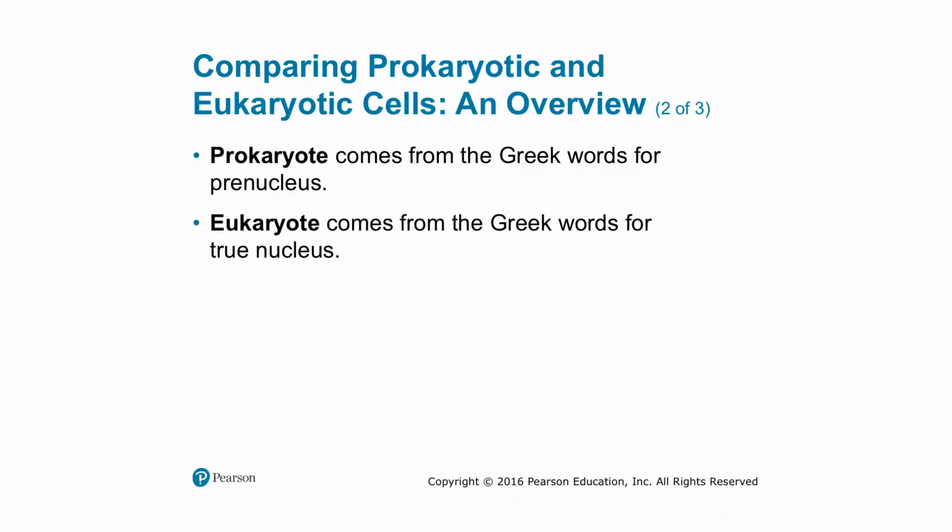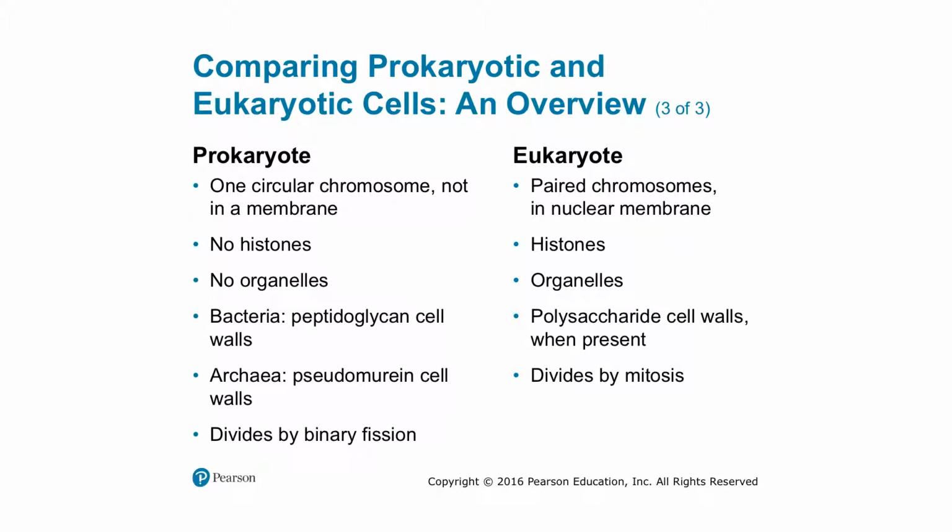So comparing prokaryotic and eukaryotic cells, the prokaryote comes from the Greek words for pre-nucleus, and the eukaryote comes from the Greek words for true nucleus. And so comparing these two, the prokaryote is going to have one circular chromosome, not in a membrane. There's not going to be any histones. There's no organelles. The bacteria are going to have peptidoglycan walls. Archaea are going to have pseudomurein walls, and they're going to divide by binary fission.